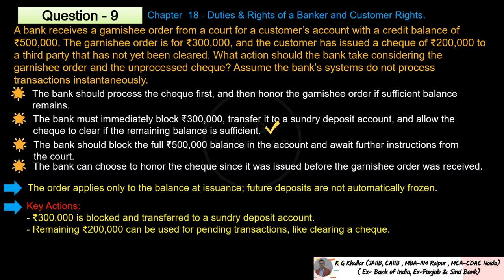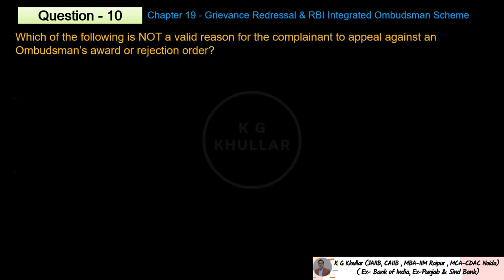So friends, finally we have reached the last question of our mock test, and the question is from chapter 19, that is grievance redressal and RBI integrated ombudsman scheme. And the question goes like this. Which of the following is not a valid reason for the complainant to appeal against an ombudsman's award or rejection order?